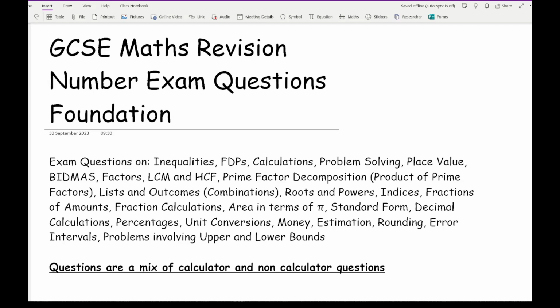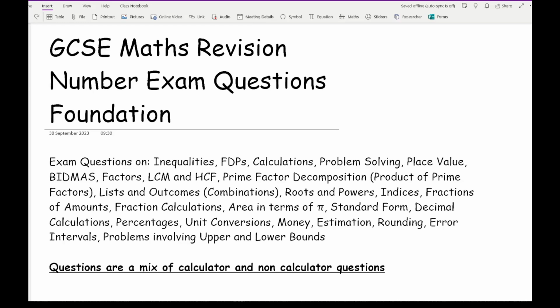Now the questions that we're going to go through cover topics like inequalities, fractions, decimals, percentages, basic general calculations, problem solving, place value, BIDMAS, factors, LCM and HCF, prime factor decomposition, which is also known as product of their prime factors, lists and outcomes, roots and powers, indices, fractions of amounts, fraction calculations, area involving pi, standard form, decimal calculations, percentages, unit conversions, money, estimation, rounding, error intervals, and problems involving upper and lower bounds.